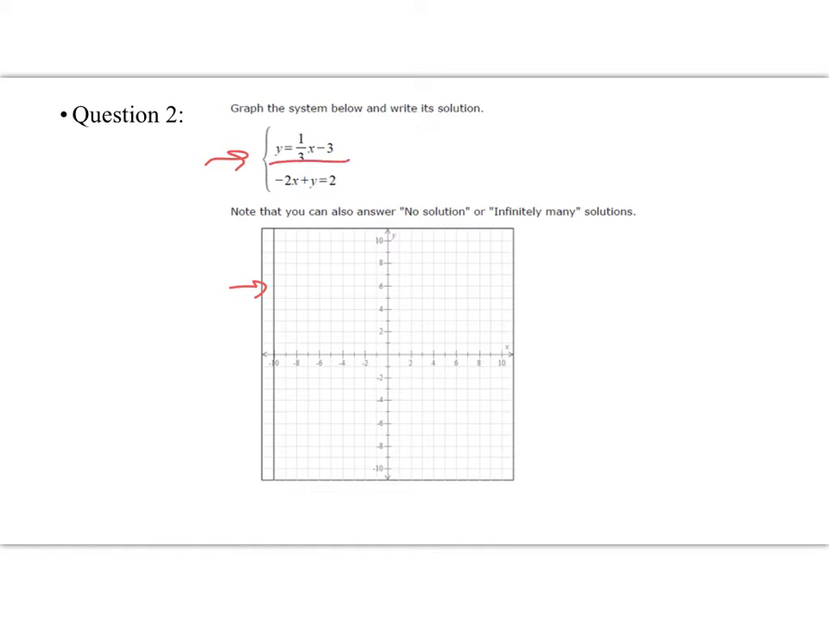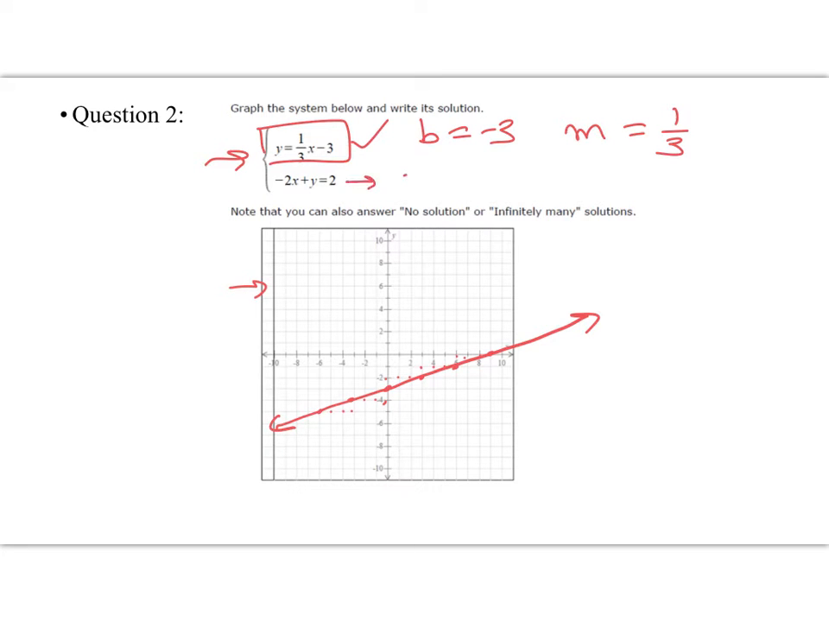So let's graph the first one first. The y-intercept is -3, and the slope is 1/3. So I'm going to start at -3, and I'm going to go up 1 over 3. Up 1, right 3, up 1, right 3, up 1, right 3. And I'm going to go down 1, left 3, down 1, left 3, and that's my line. I do my best to draw a straight line through these points, and now I've sketched my first one.